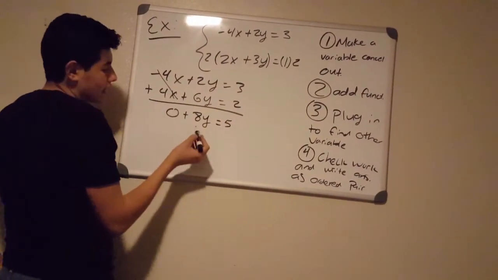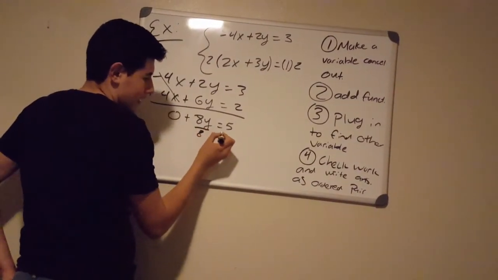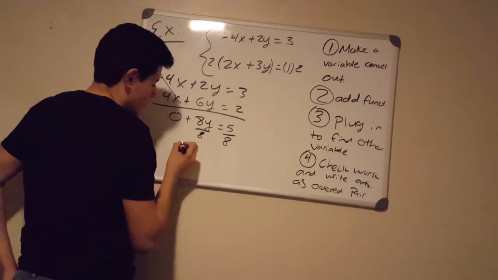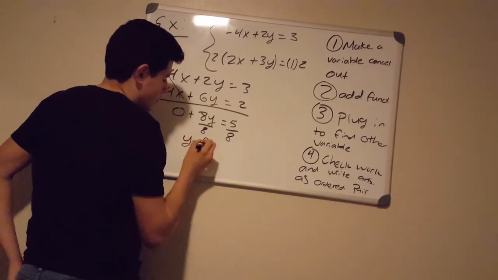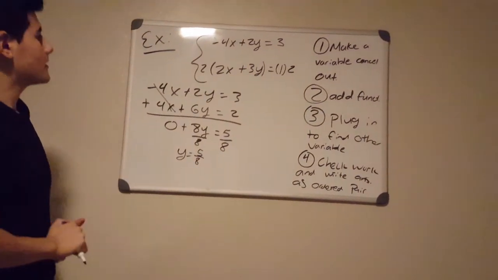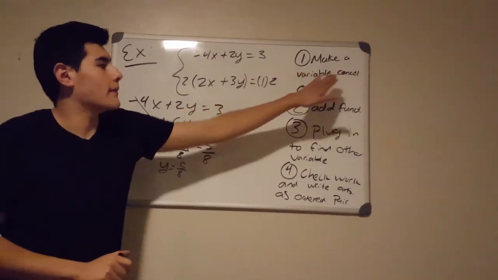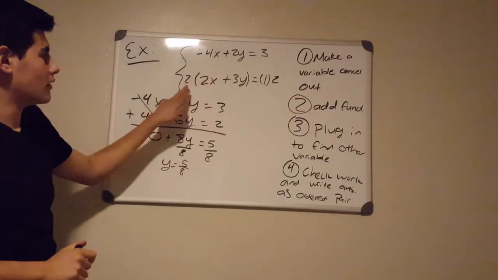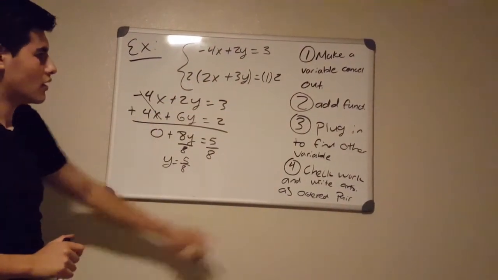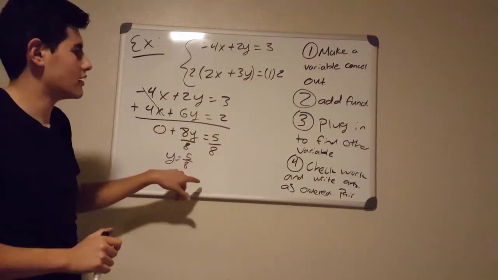So then what we can do here in order to single out y is divide by 8. And here, divide by 8. So y is equal to 5/8. There we go. So now what we're going to do is try to find x. As you can tell, we made a variable cancel out. We multiplied by 2, it canceled out, we added the functions together, and this is what we got.